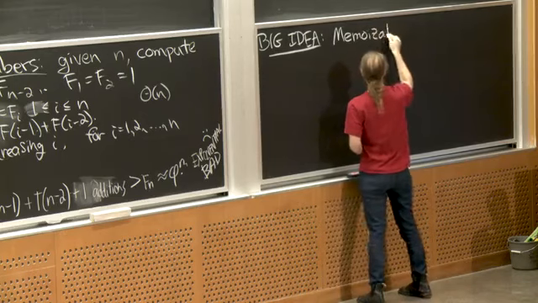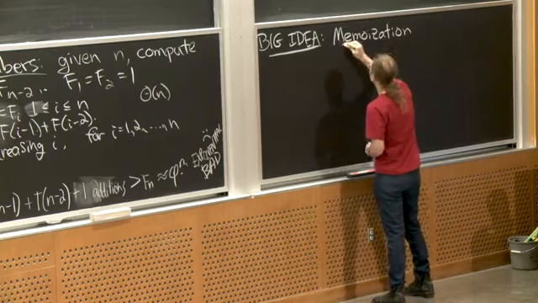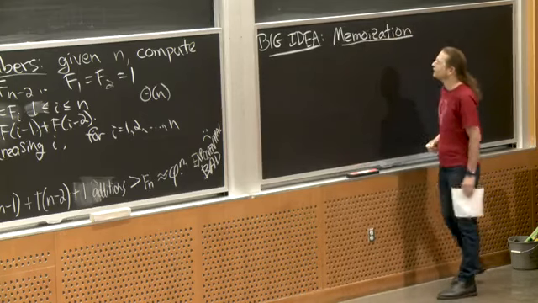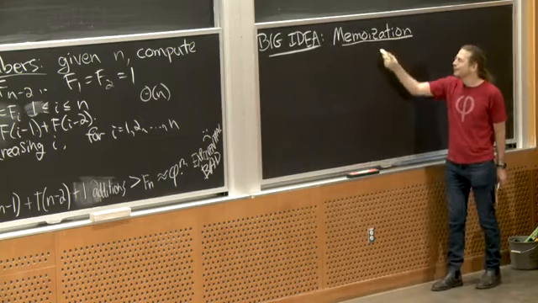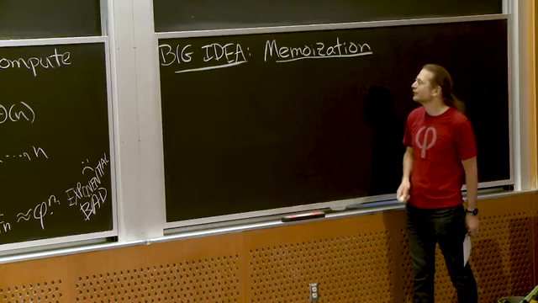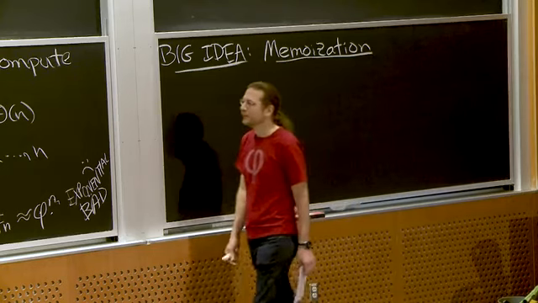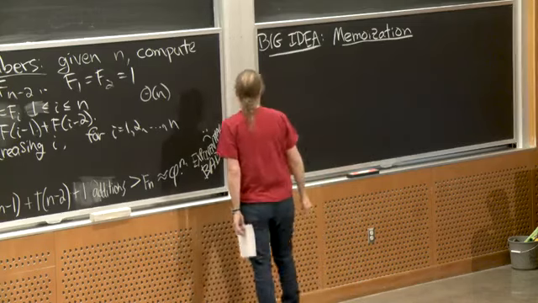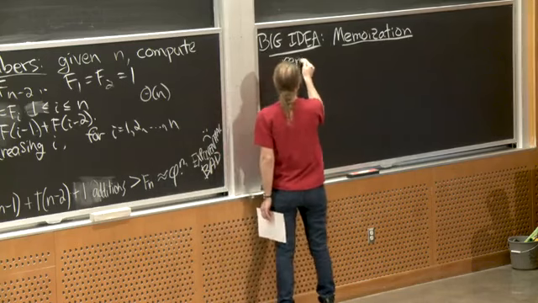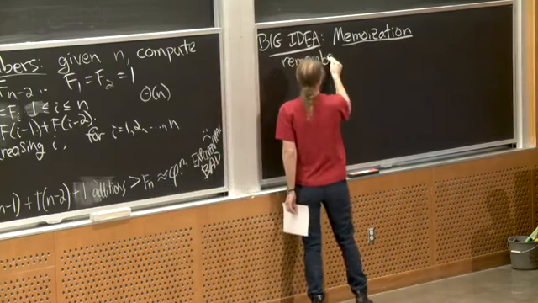It's a funny word, probably made up by computer scientists. Instead of memorization, it's memoization. Because we're going to write things down in a memo pad, is the idea. And it's a very simple idea, which is just remember and reuse solutions to subproblems.